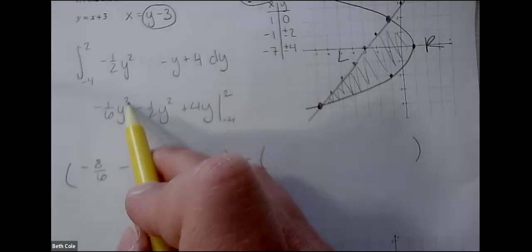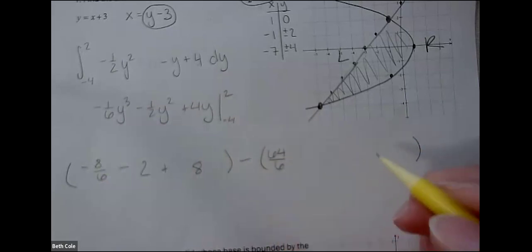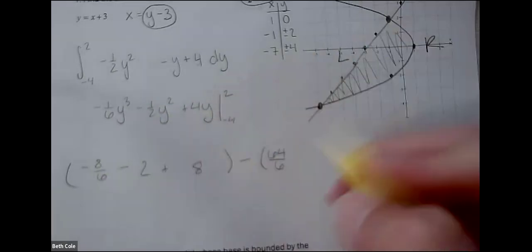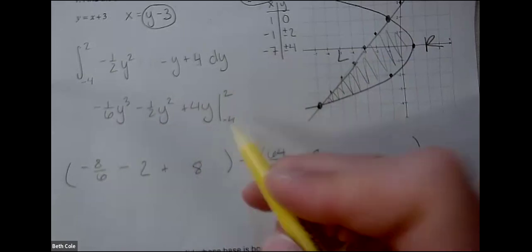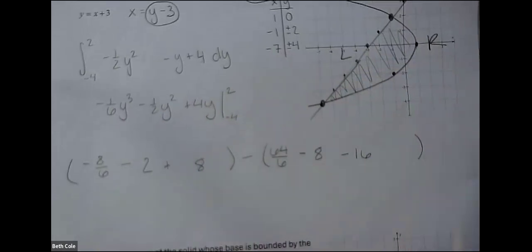Negative 4 cubed would be negative 64. So the negatives are going to cancel. All right, negative 4 squared is 16. Half of that is 8. And then 4 times negative 4 is negative 16. And again, you can just go ahead and leave it like that.